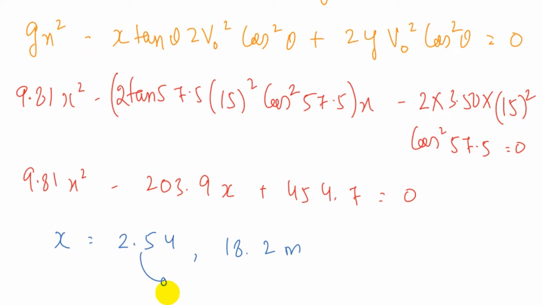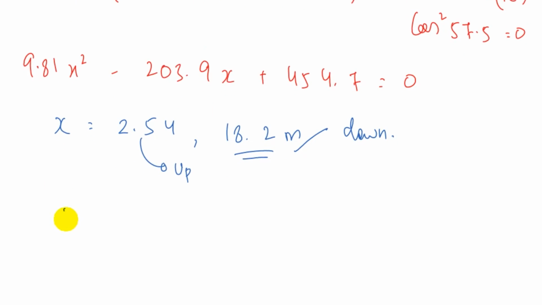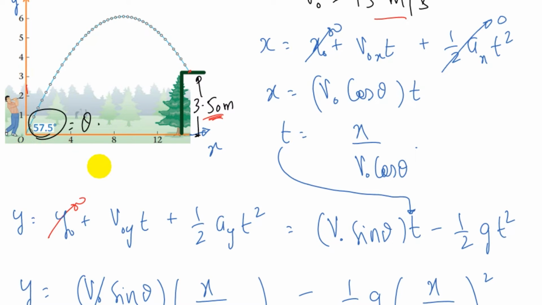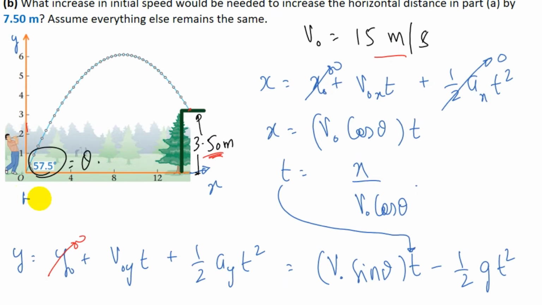Now this value corresponds to the horizontal distance when the ball was moving up, and this is when the ball is moving down. So our answer will be this value when it was moving down. Therefore, the horizontal distance covered by the ball is 18.2 meter. Let me represent it on the figure also. So this horizontal distance covered by the ball is 18.2 meter.